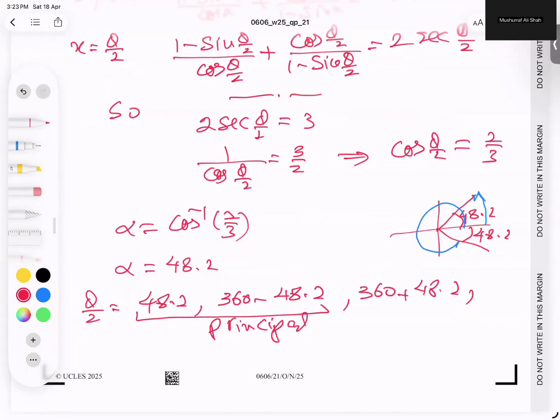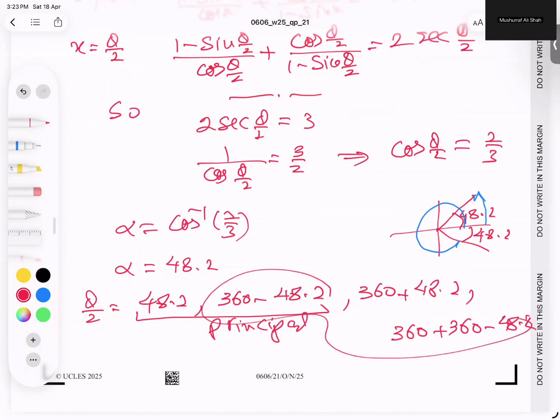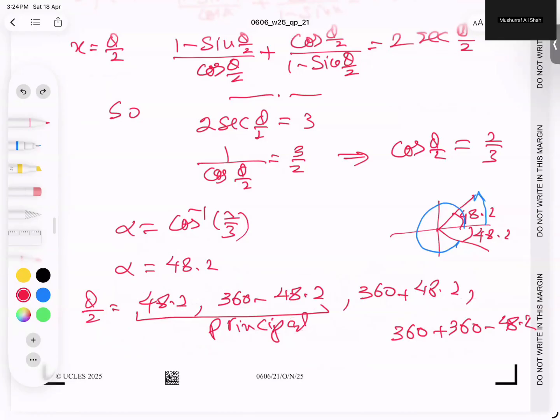When I add in this one, I have a space issue, so I'm writing below, just for confirmation. I add 360 in this, and 360 in this also. Now I multiply by 2 here and here and there, and take the answers which are in the range. 48.2 times 2, and I'm getting the first answer, 96.4. The second is 360 minus 48.2, times 2.